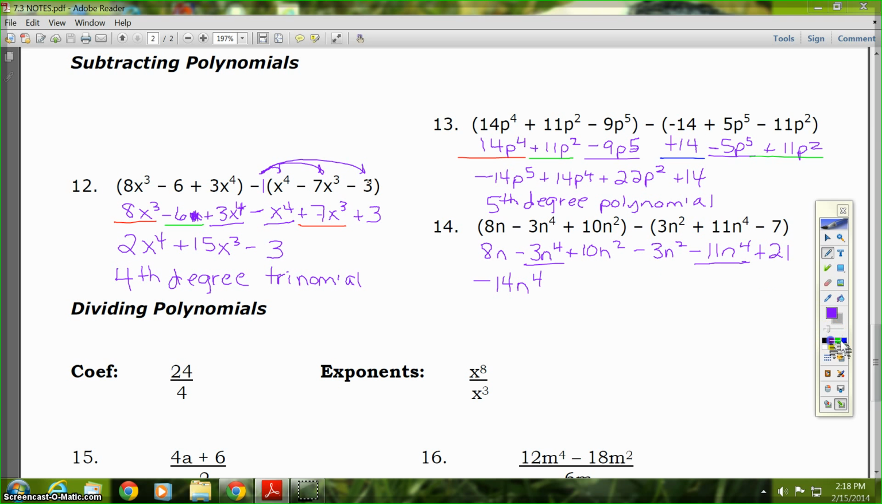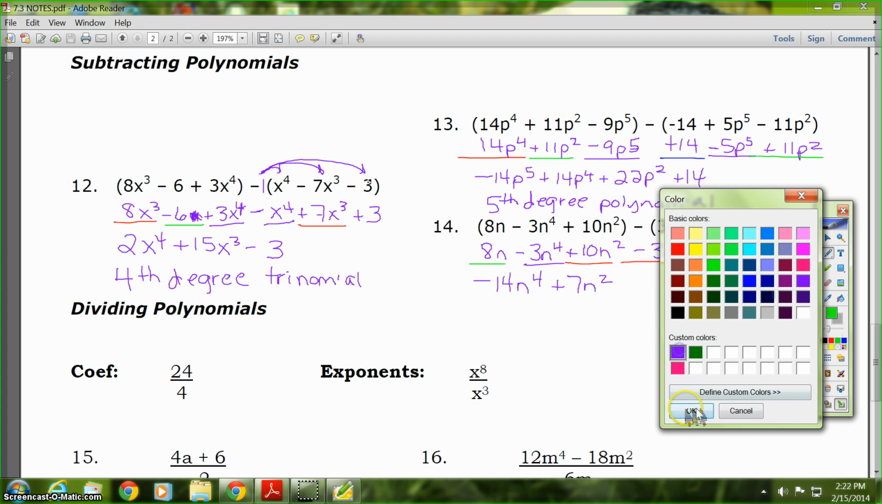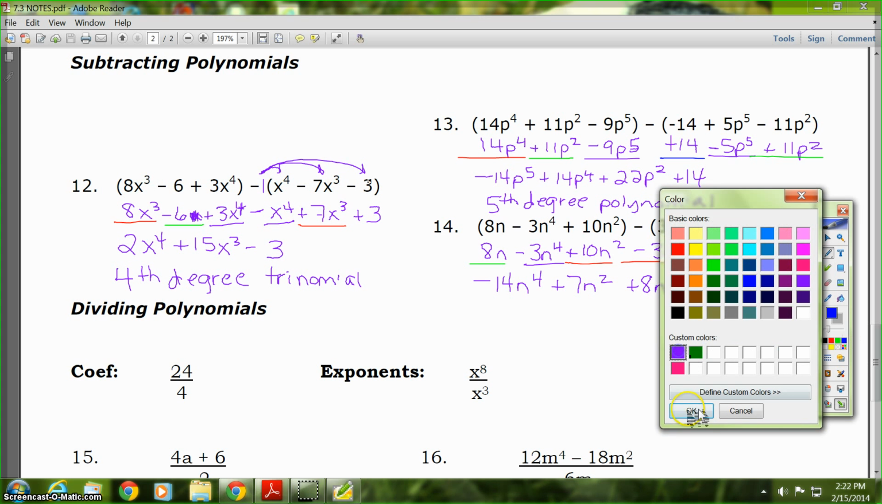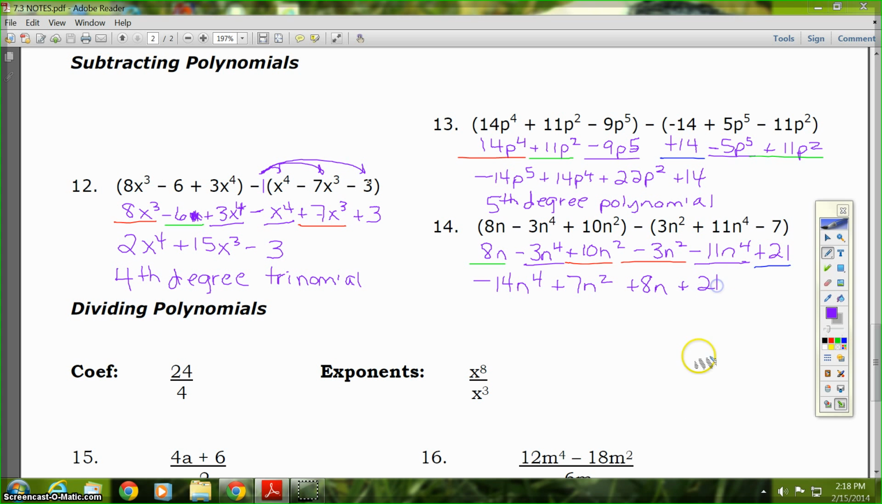My next degree is going to be to the 2nd power. So I have a 10n squared and a -3n squared. And when I combine those, I'm going to have 7n squared. And then I appear to have an n term. It does not combine with any others, so I have plus 8n. And then I have the constant 21. And 21 does not combine with anything, it comes down. And my degree is going to be the largest exponent, which is going to be a 4th degree. And I have more than 3 terms, so it's going to be a polynomial.